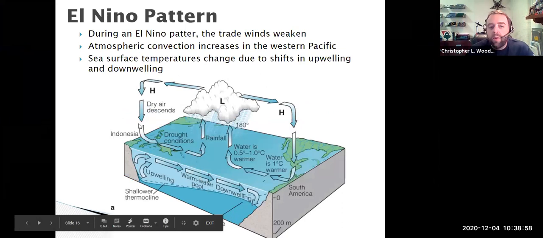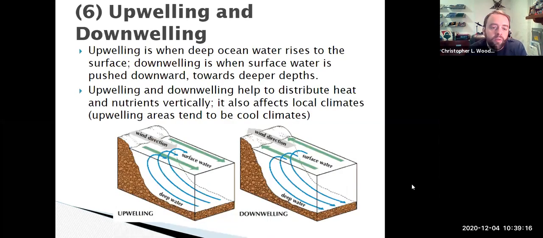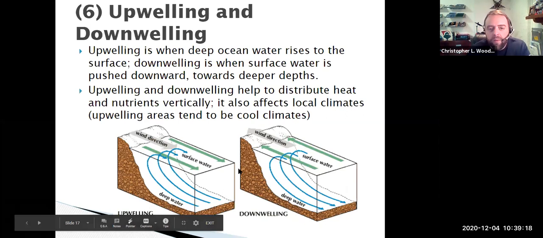So this is normal. For El Niño, though, it's weaker. So the trade winds are weaker. We have a lot of rainfall up here over the equator. And it brings drought conditions on the other side of the Pacific, and then that pattern can reverse to La Niña and go back and forth. So again, over 5 to 7 years.